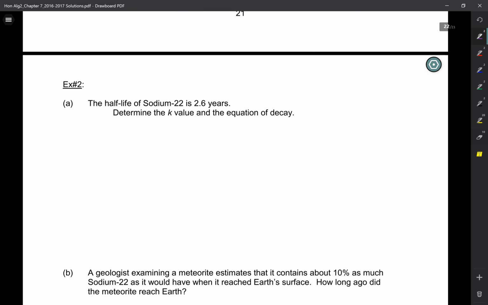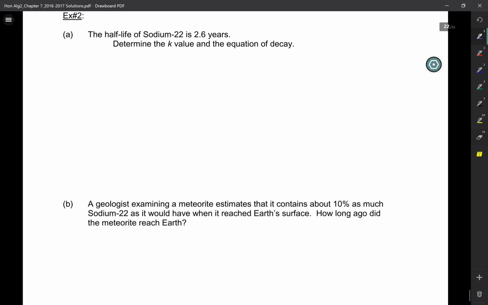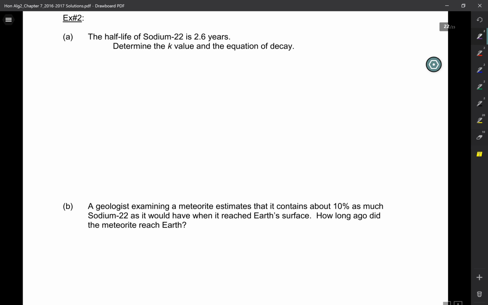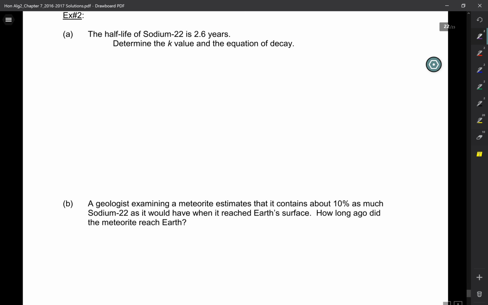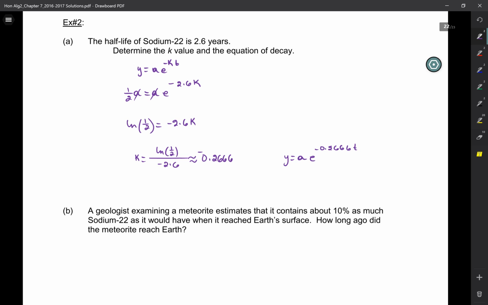The half-life of sodium-22 is 2.6 years. Determine the K value and the equation of decay. So I'm going to let you guys do this one. I'll give you 2 minutes. You're going to find K, and then you're going to put it in the equation like I did here. I'll stop this for 2 minutes and come back. So we do get negative 0.266 for K. So the equation is A e to the KT.